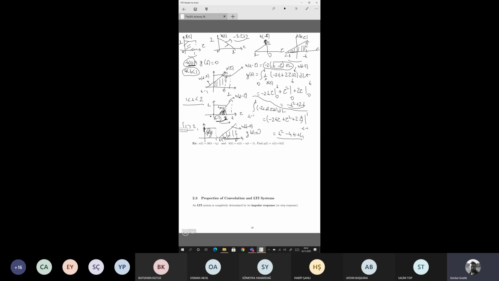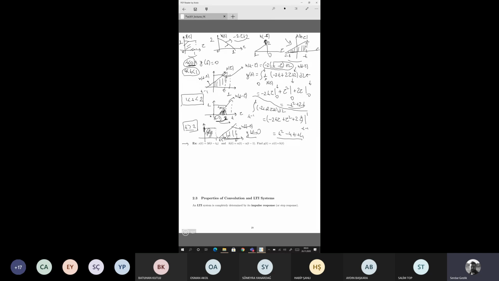So we have seen that step by step, by shifting this h of t minus tau to the right, multiplying with x of tau and integrating, I can find y of t for different intervals. For t smaller than 0, it is 0. For t larger than 2, it is again 0. And for the rest, I find a closed form expression for y of t. So it is quite simple to evaluate integrals and find the convolution result.